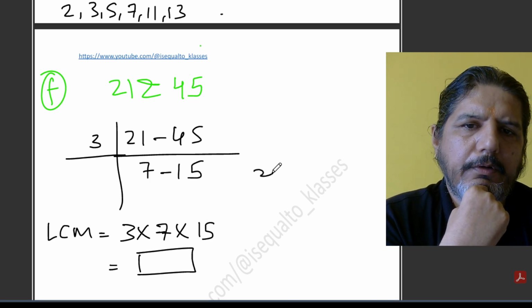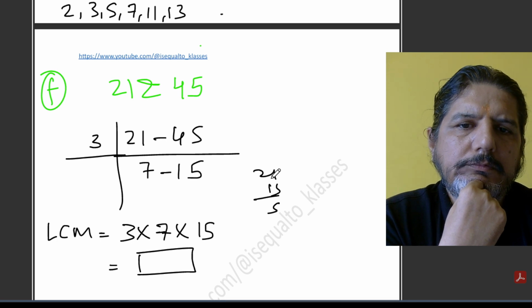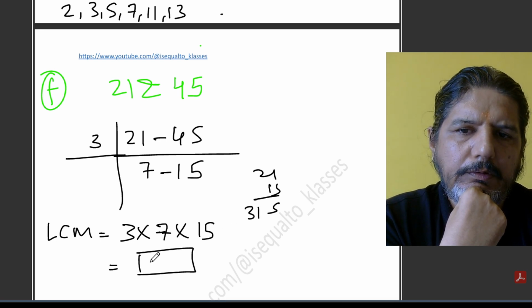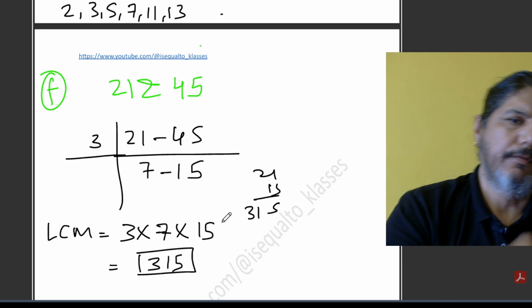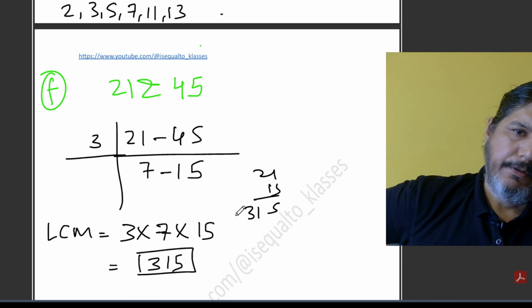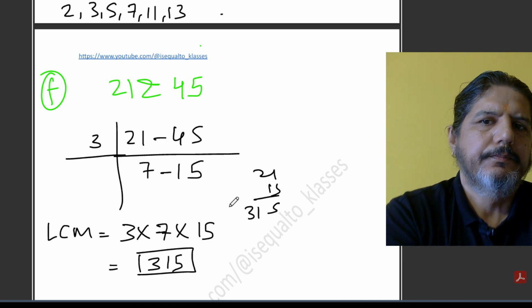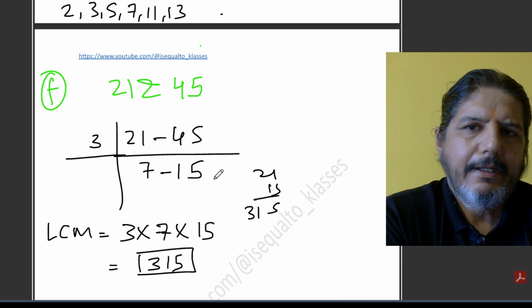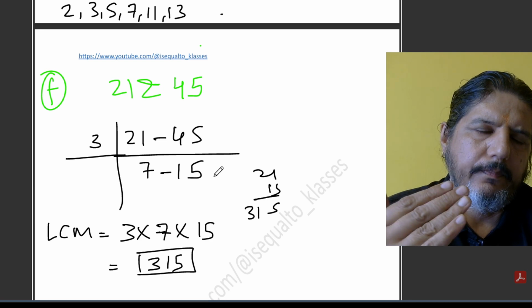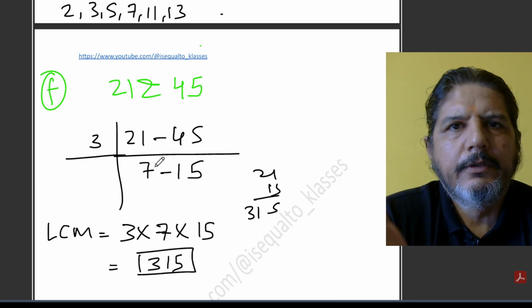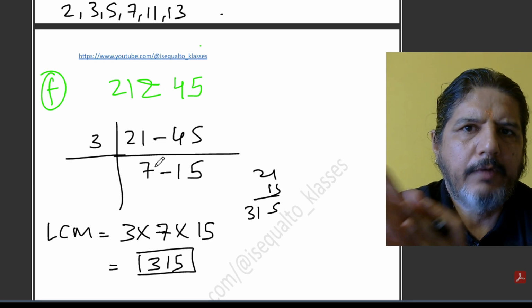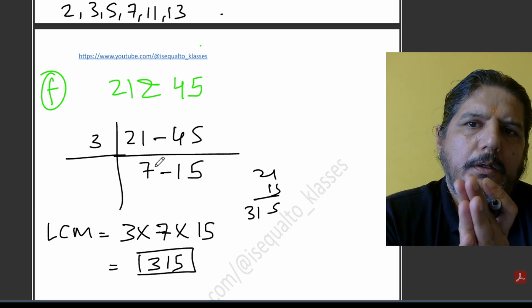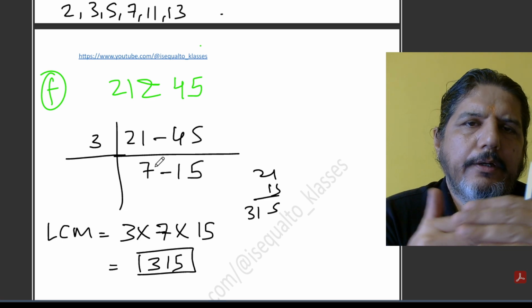So 7 3s are 21, 15 1s are 15, 15 2s are 30, 3 1s are 3, 7 5s are 35, 315 is the answer. So I'll give you a set of a few numbers for whose LCM you can find. Please try to practice that if you are completely a new beginner.